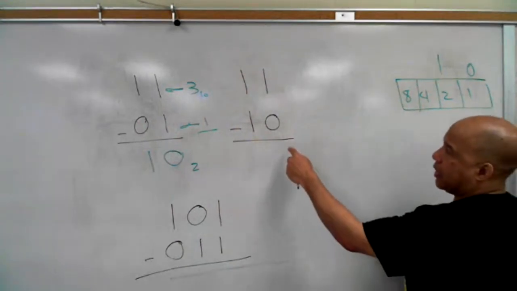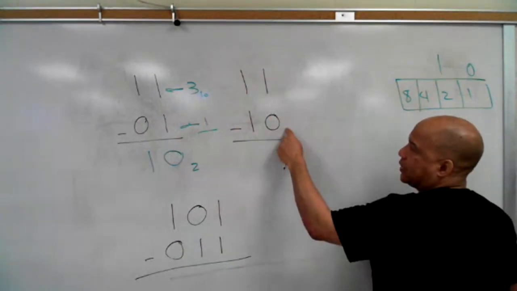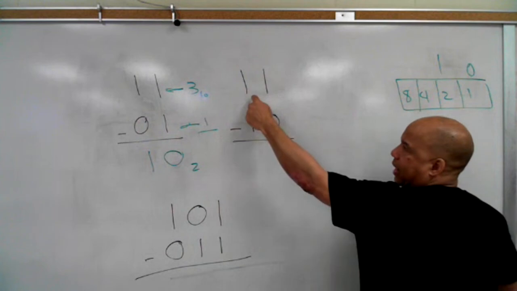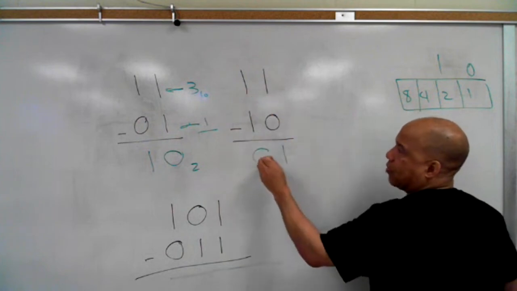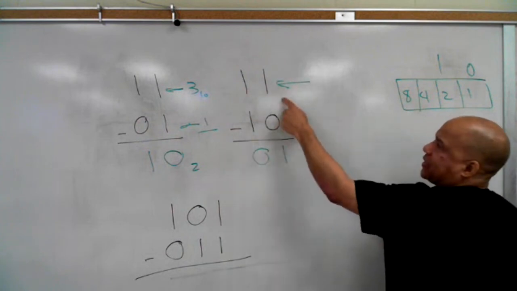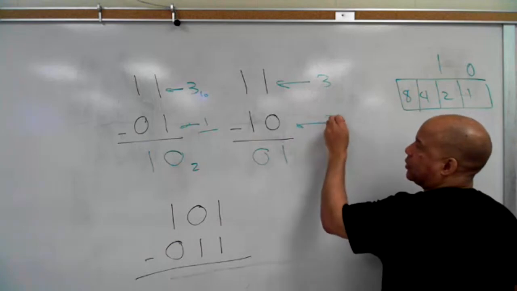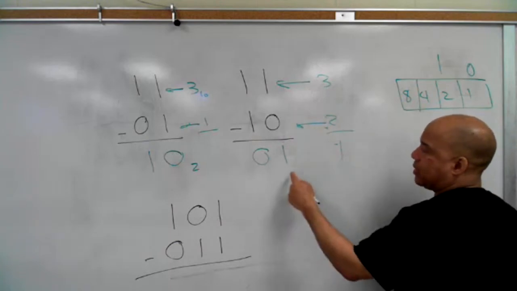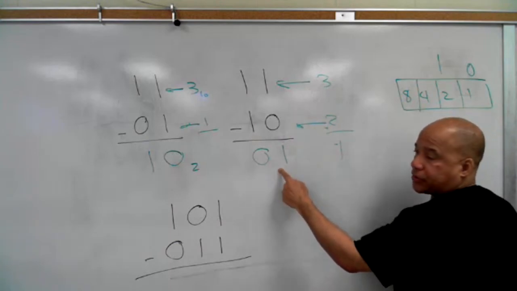Pretty simple. Here, same thing. I got 1 take away 0, 1. I have a 1 take away 1 is a 0. In base 10, this is a 3. This is a 2. You subtract these, you get a 1. So binary 1, that works.